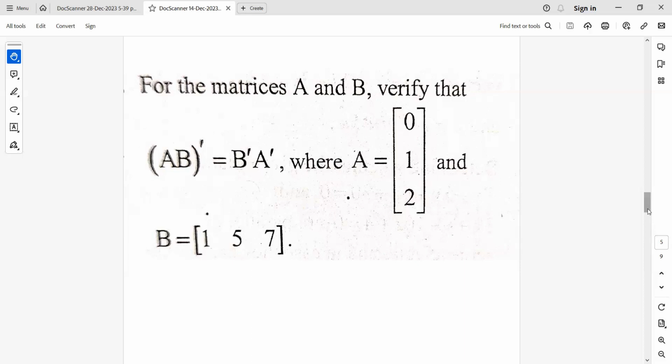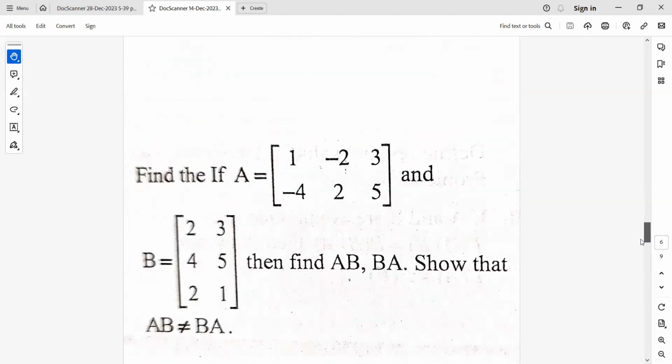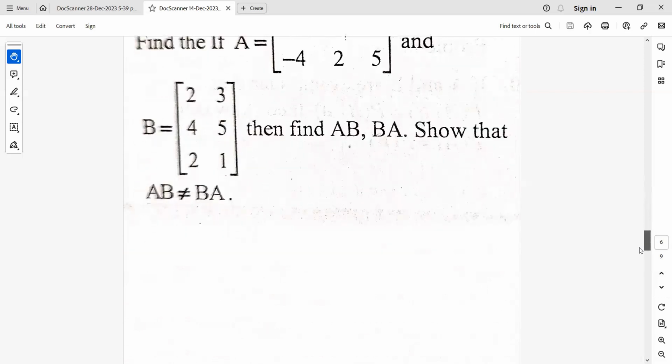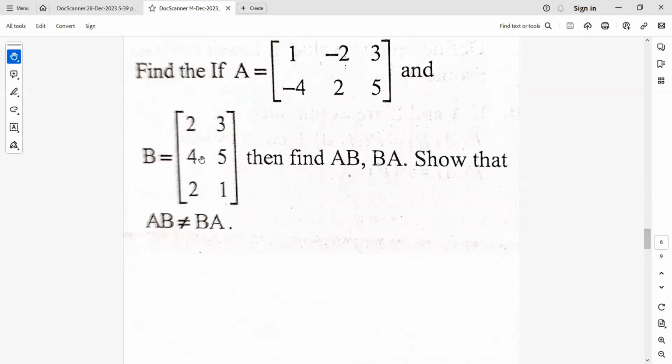Okay, next question, so we will be discussing. Take a screenshot of this question and again practice it. The next question is based on multiplication of matrices. Here a simple question is given, and this question may occur for 3 marks.